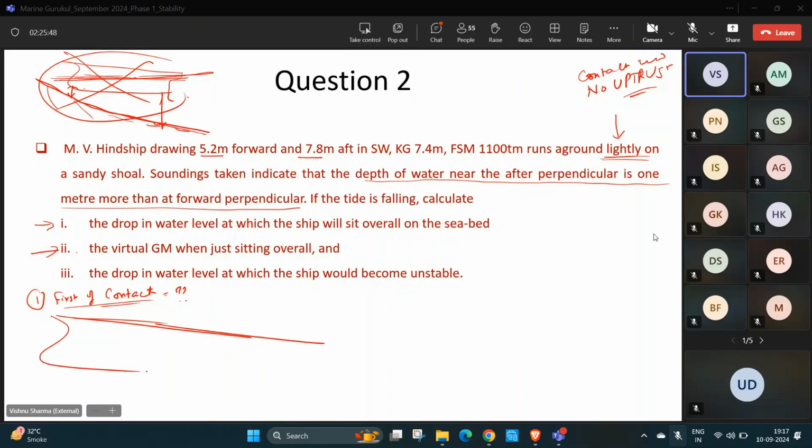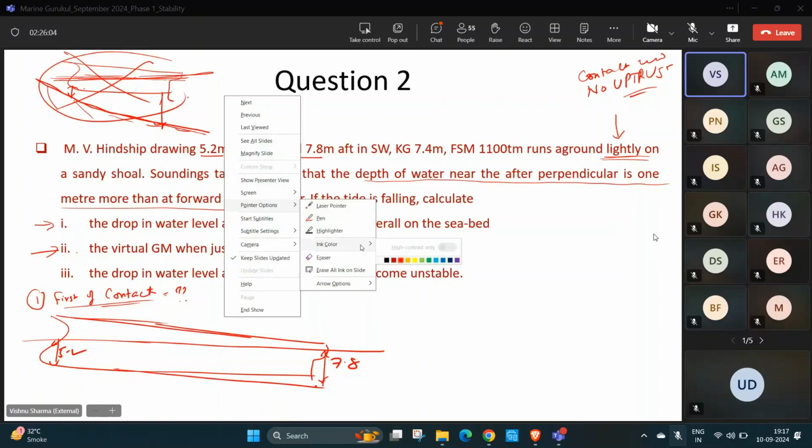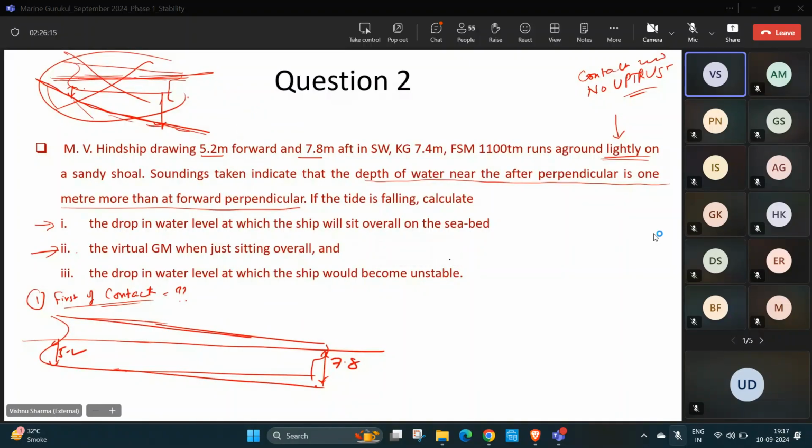So vessel is trimmed like this. This is 7.8. This is 5.2. The seabed, the sounding is 1 meter more. So let us say the sounding aft is 10 meters. I'm just assuming this 10 meters, okay? If the sounding aft is 10 meters, what will be the sounding forward? 9 meters. Sounding forward will be 9 meters. And this will be the seabed.